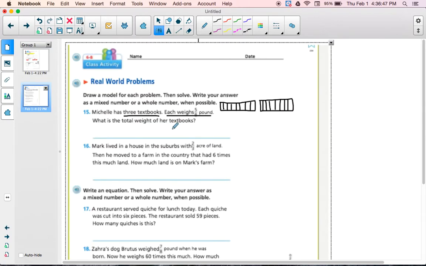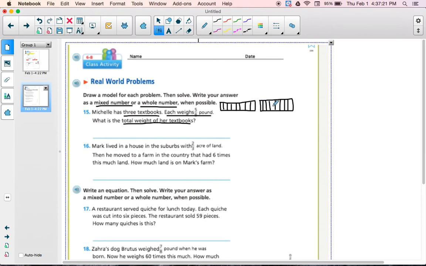Let's take a look at some word problems. It says draw a model for each problem, then solve. Write your answer as a mixed number or as a whole number when possible, so we're not going to leave it as a fraction. Michelle has 3 textbooks. Each weighs 5/8 pounds. What is the total weight of her textbooks? So we're supposed to draw a model. Okay, what do I know? There are 3 textbooks. Each one is 5/8 of a pound. I need to find 3 groups of 5/8, 5 out of 8.